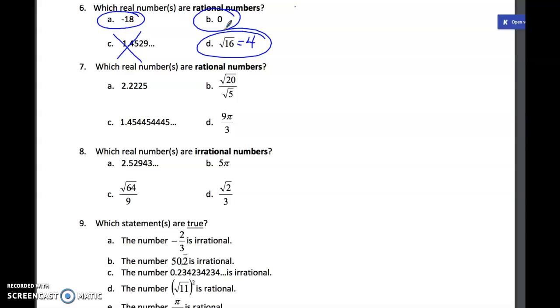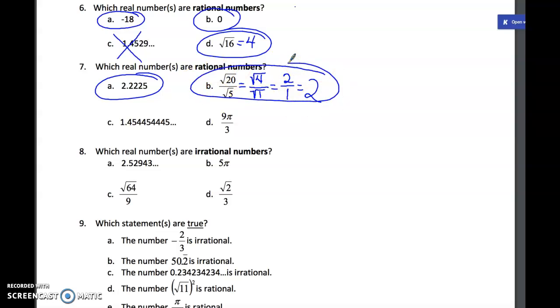Number 7, which real numbers are rational numbers? With A, 2.2225, it's a terminating decimal. It's rational. B, square root of 20 over square root of 5. If I simplify this, 20 divided by 5 is going to end up being square root of 4. Square root of 5 divided by 5 is square root of 1. That ends up equaling square root of 4 is 2 over 1 equals 2. So it's kind of a tricky one, but it's rational.